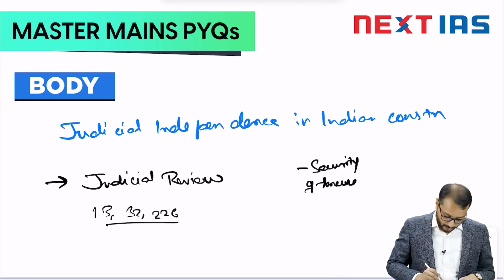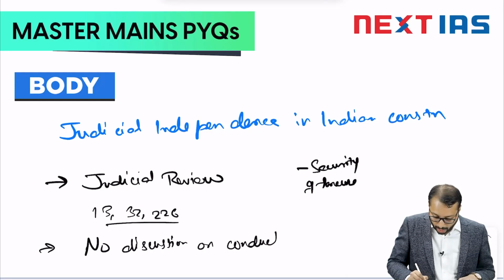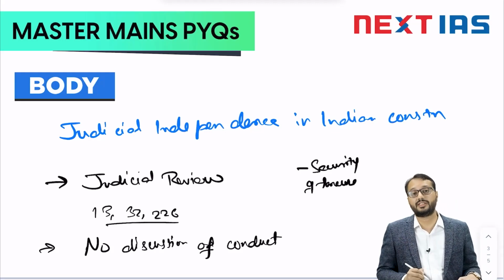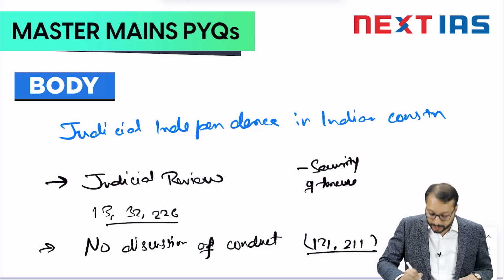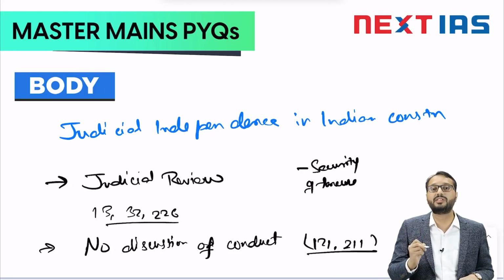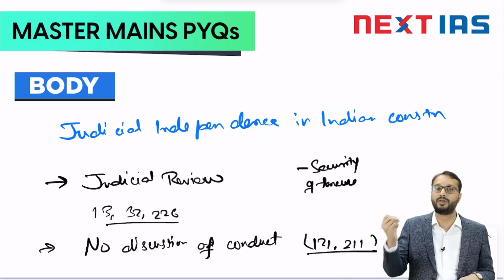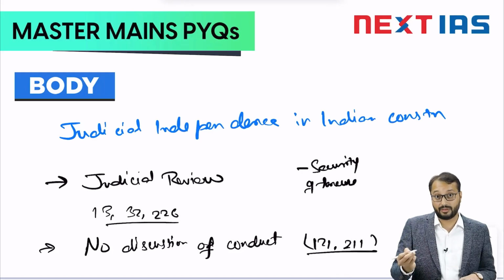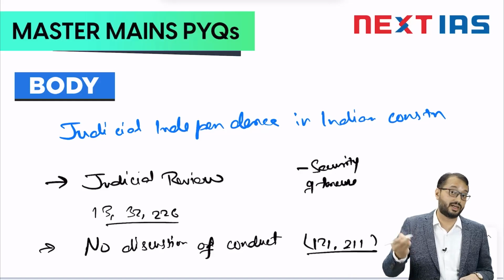And the last and the most important point here is no discussion on the conduct of judges. Article 121 and Article 211 of the Constitution provide that no discussion of the conduct of any judge of the Supreme Court or the High Court in the Parliament or the State Legislature be done, right? Unless the motion to impeach the judge is under process, right?